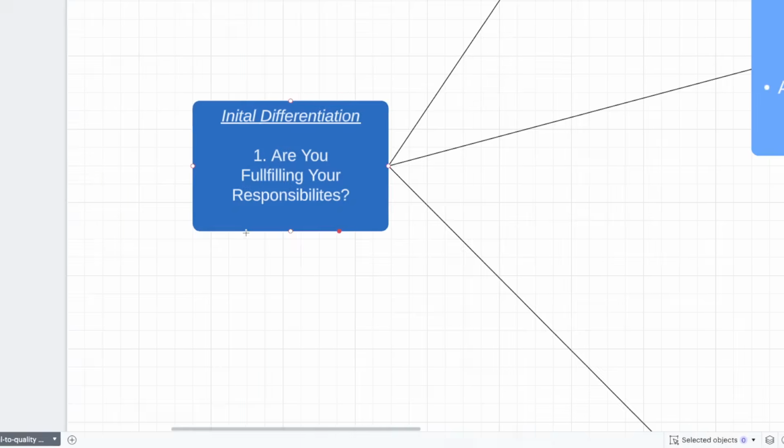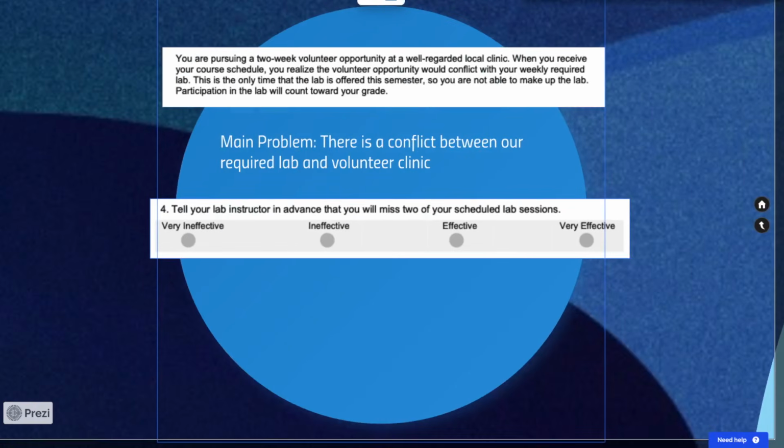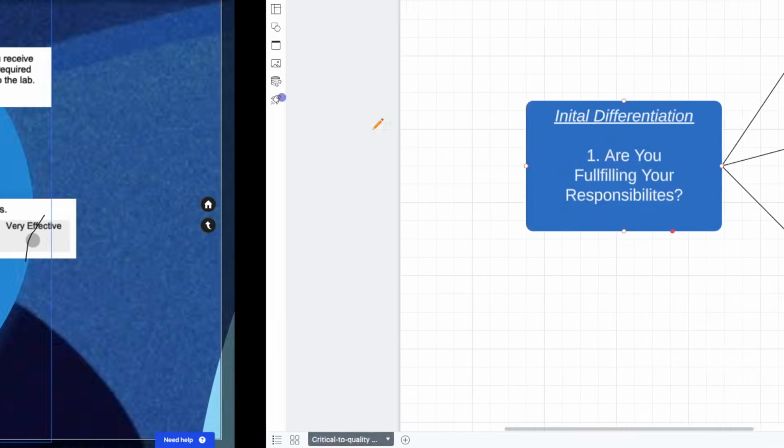Are we fulfilling our responsibilities? At least, that's how we're going to do it for this question. We're going to find some more questions to ask later on. For this one, we're not doing that, right? We're missing both of our lab sessions. For that reason, we can cancel out a 3 and a 4, because we're not fulfilling our responsibility here to attend our required lab. So how do we differentiate between a 3 and 4?